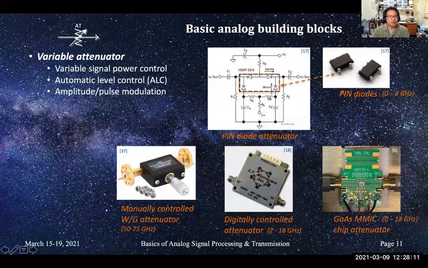Next is a variable attenuator. We use this for signal leveling. Almost all receivers have some kind of level control that you can vary the gain dynamically. Here's a waveguide version, manually controlled. Here's an electrically controlled, digitally controlled variable attenuator. Here is a gallium arsenide MMIC. It's a monolithic microwave integrated circuit. It's a small chip. We actually use this in the SMA.